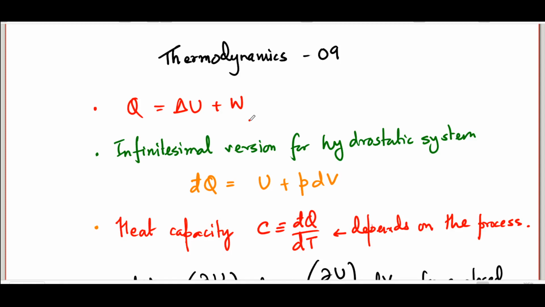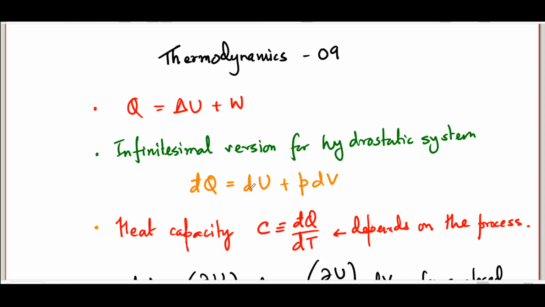For an infinitesimal version, especially for a hydrostatic system, where the only means of doing work is the so-called hydrostatic work, PdV, we have the expression đQ, the inexact differential whose integral would give you the amount of heat transferred, is equal to dU plus PdV. dU, of course, is nothing but the differential of the internal energy, and PdV is the work done by the system when its only means of doing work is hydrostatic expansion.